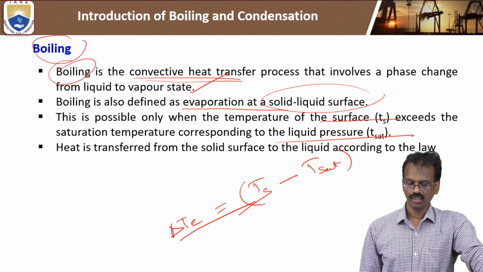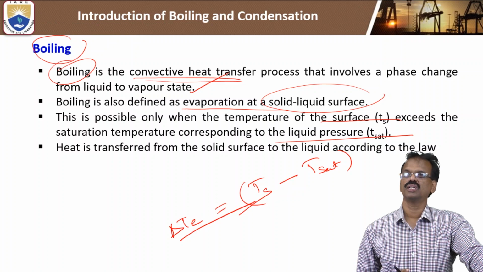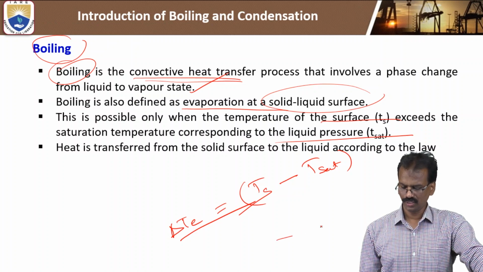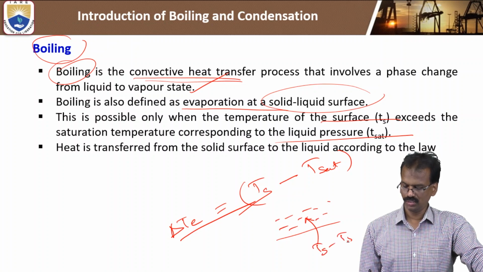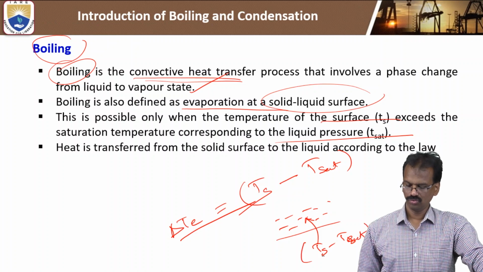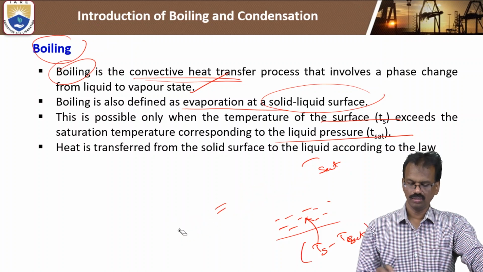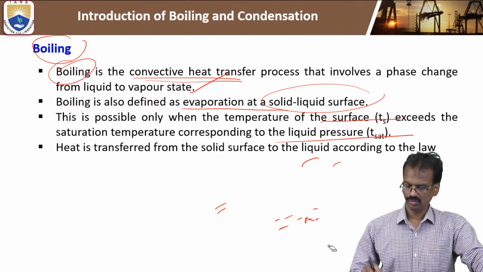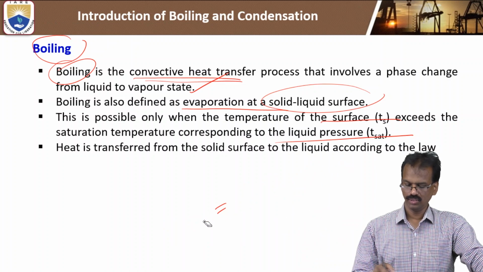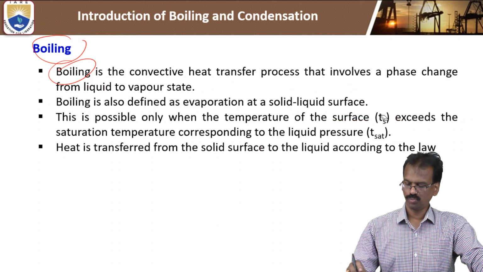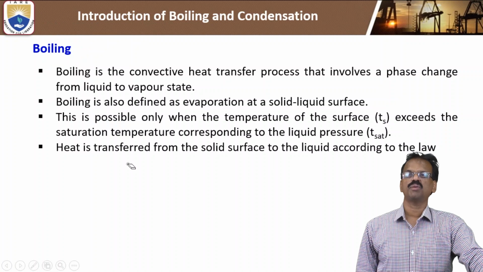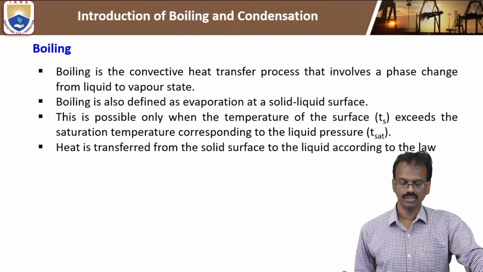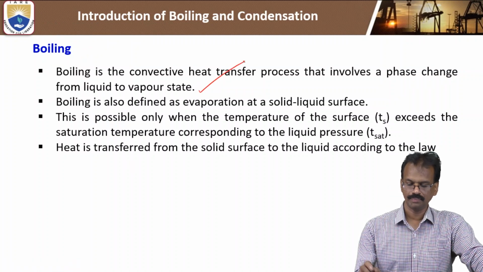Next, heat is transferred from the solid surface to the liquid. Here heat transfer takes place from the solid to the liquid. It means Ts minus T saturation of the fluid. So here you will see the boiling process. The boiling process is nothing but a convective heat transfer process associated with phase change. Phase change means vaporization, the changing of liquid to vapor state.